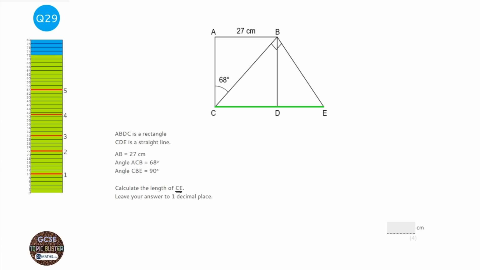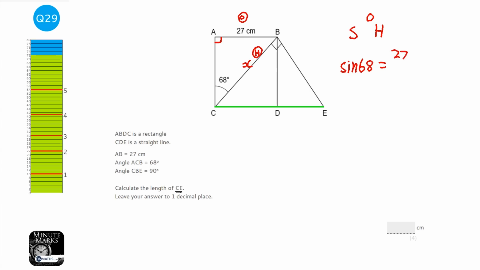Now what I'm going to do is just label this X, and I realise that it needs to be trigonometry because this is a rectangle, that's a right angle, so I'll need to use trigonometry for it. So we've got opposite and we've got the hypotenuse. So we're going to use sine, so SOH. So it's going to be sine 68 equals 27 over x. And I'm going to times both sides by x and divide both sides by sine 68. So that gives me x equals 27 over sine 68.